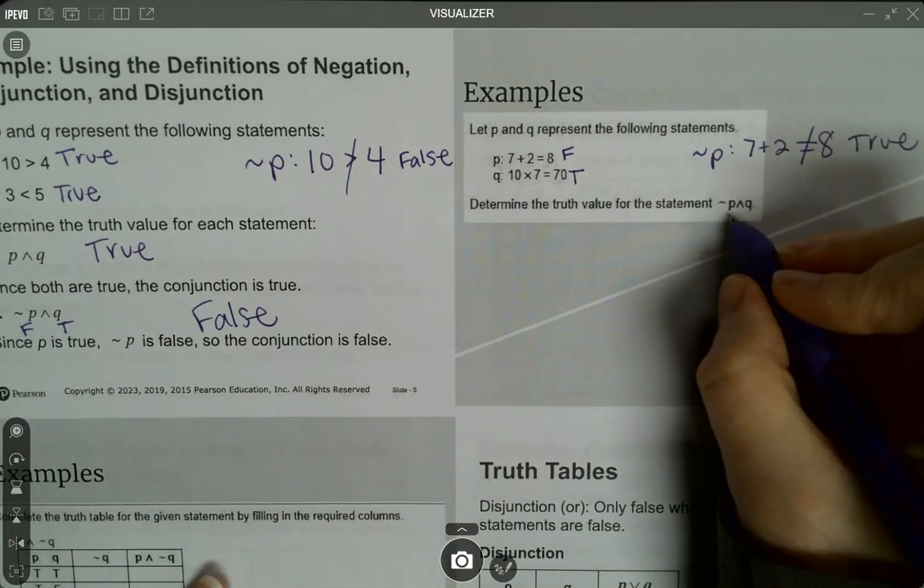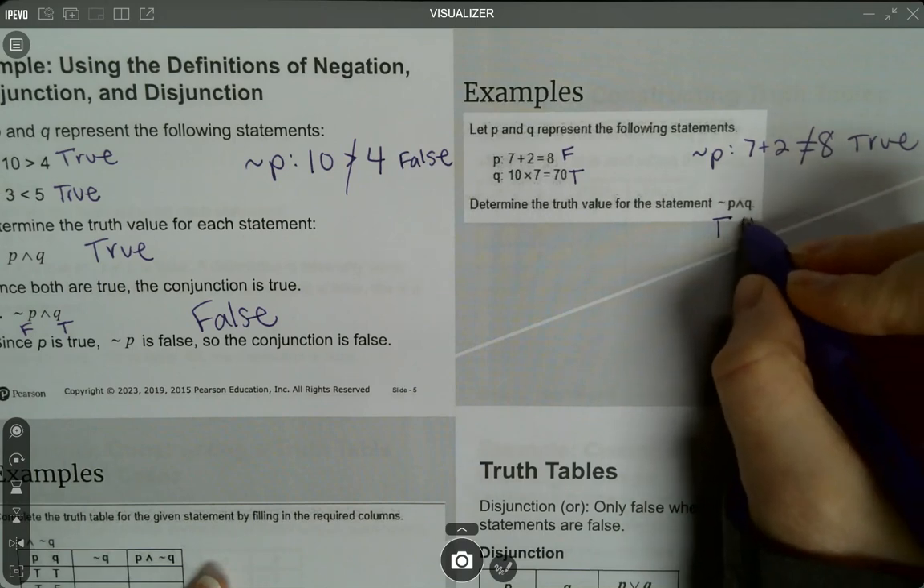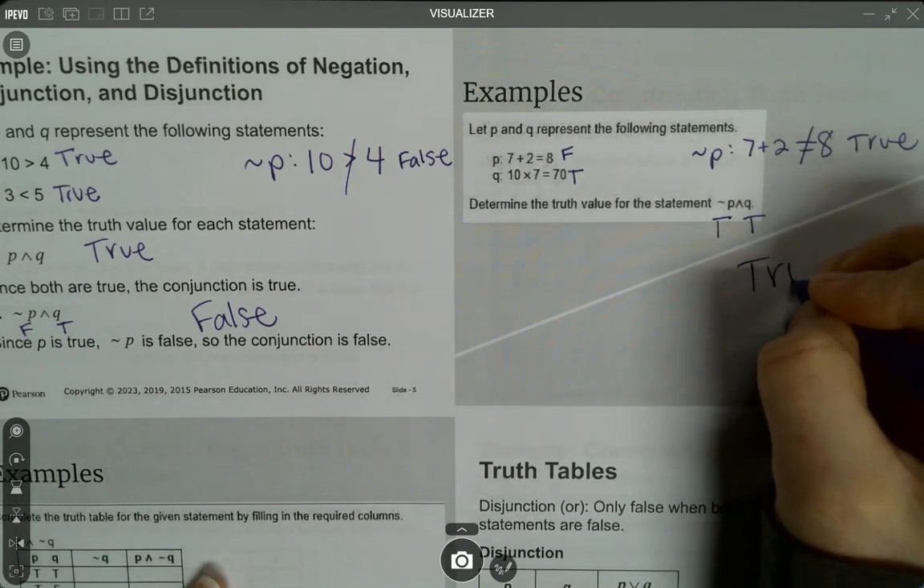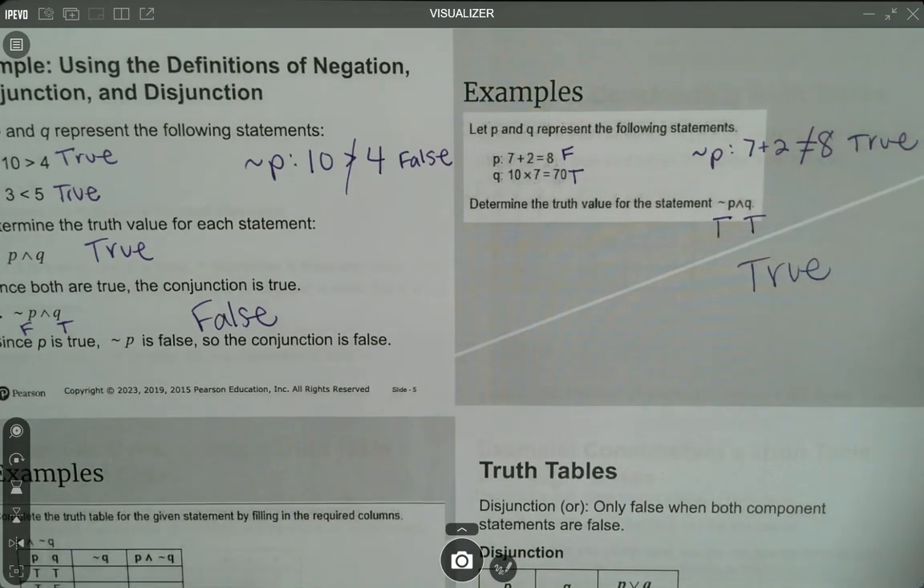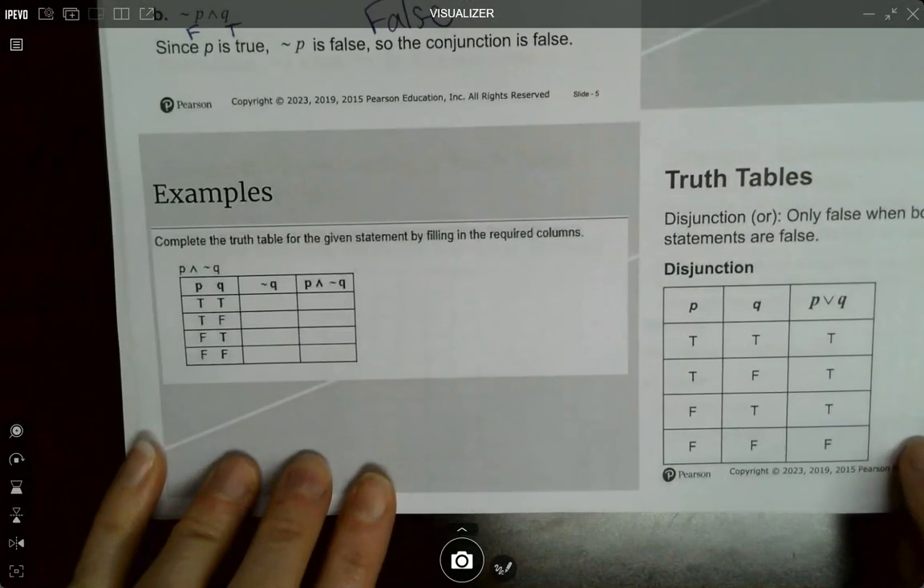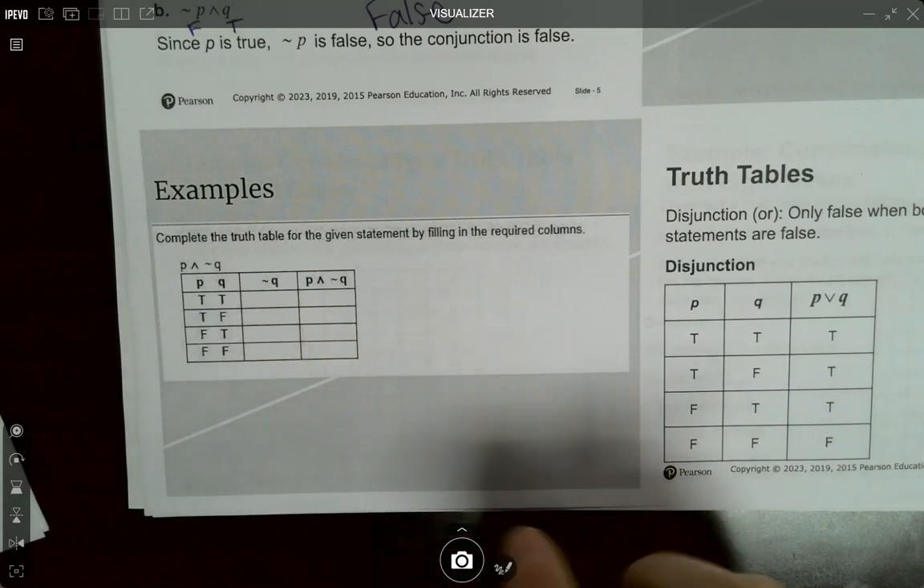So now let's look at the conjunction of this. So not P is true. Q is true. So the statement is true. Truth value.